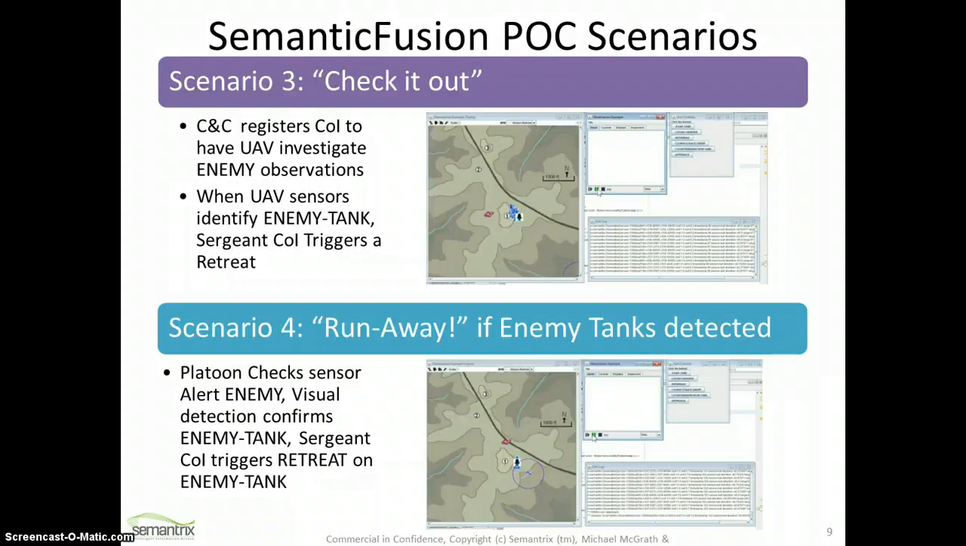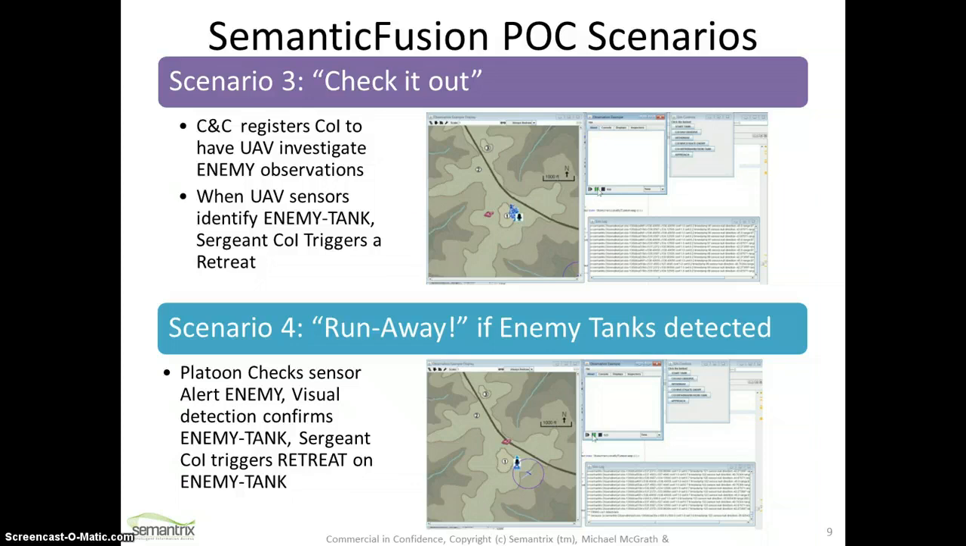We have another scenario which is operational, which is our check it out scenario, which has a tank trigger off an audio sensor. The classifications, possibly tank, maybe a truck. Once we've actually got additional information, we trigger off a flyover from a UAV to determine the enemy and work out whether it's a tank or truck. And based on the fact that it's actually a tank in this case, the platoon is told to retreat automatically.